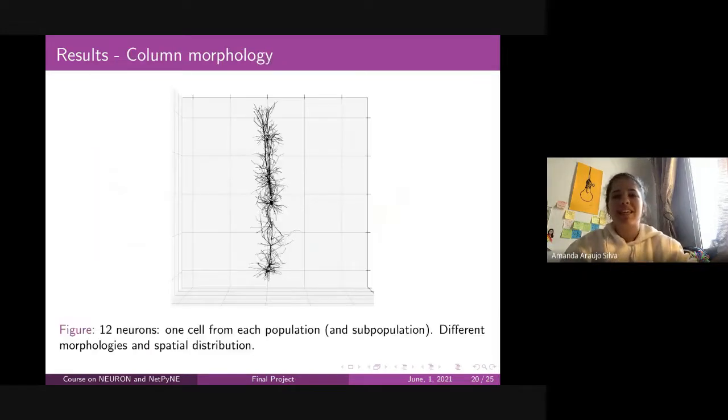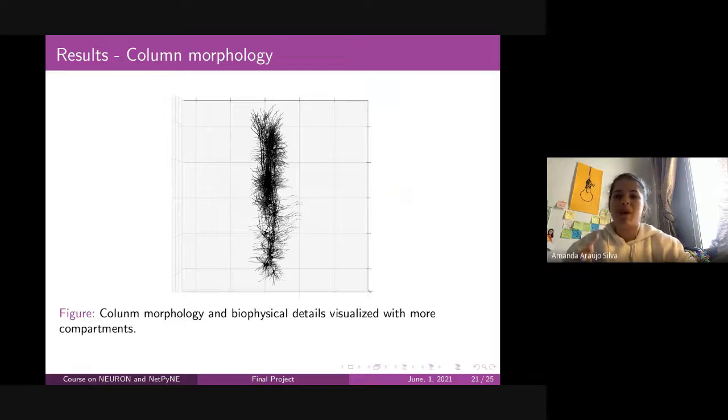The next thing was to see the morphology. Now we do not have a point neuron, so what does it look like? You can see 12 neurons, one from each cell population and the sub-inhibitory populations. We can see that we have a spatial distribution and different morphologies from different neurons. Here we don't have the complete neuron, it is a reduced number of compartments, but we can have an idea of how things are different. We also simulated with more compartments, so we can see the column is really getting morphology and spatial distribution.